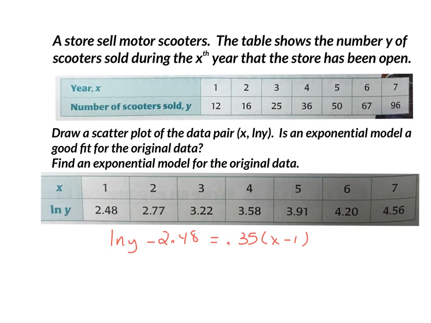All right, here we go. It says a store sells motor scooters. The table below shows the number y of scooters sold during the xth year that the store has been open. So this first row is the years that the store has been open, and the bottom row is all the scooters that they've sold.